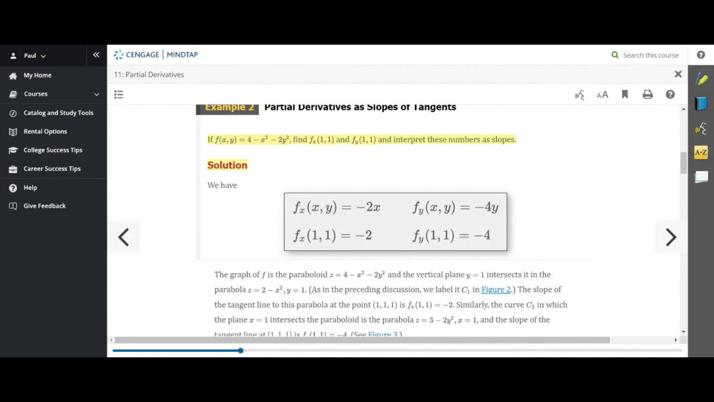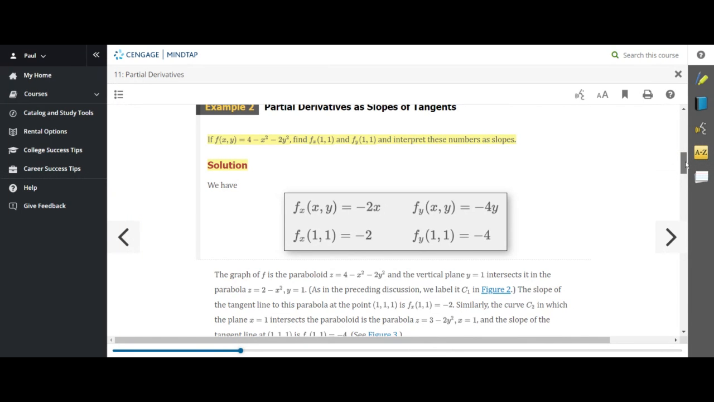So you hold the x variable constant and differentiate with respect to y. That function f of x, y is 4 minus x squared minus 2y squared. If you differentiate that in example 2 with respect to y, holding x constant, you get -4y. If you substitute in (1, 1), the x doesn't matter, but y equals 1. So the partial derivative equals -4 when x is 1 and y is 1.